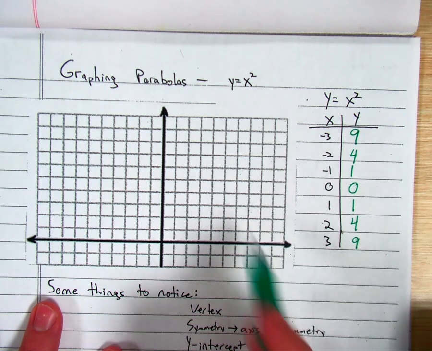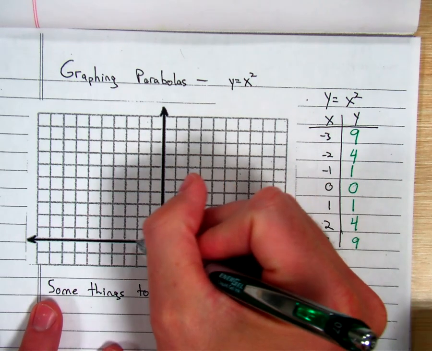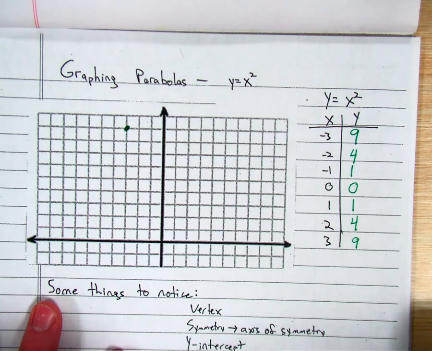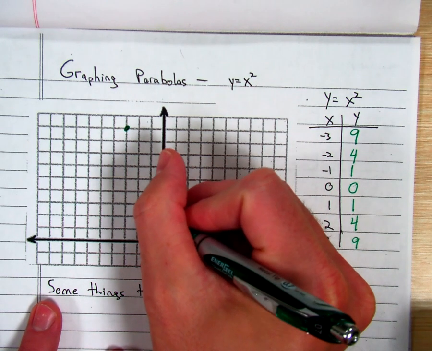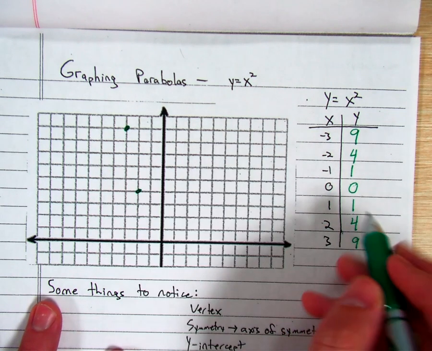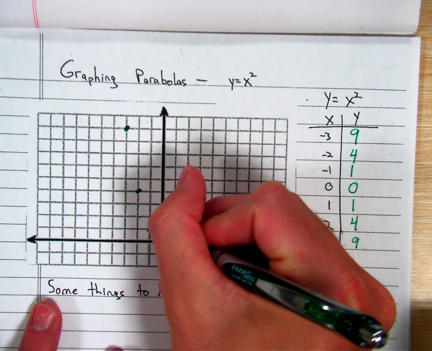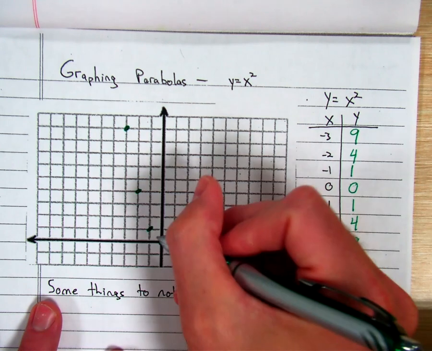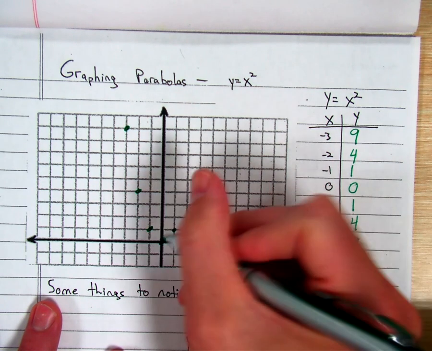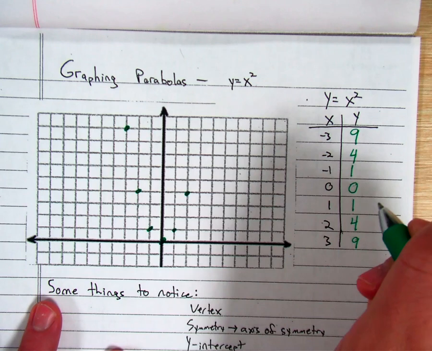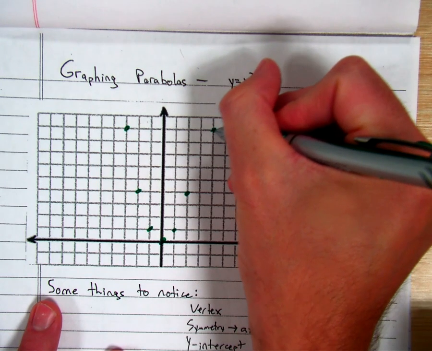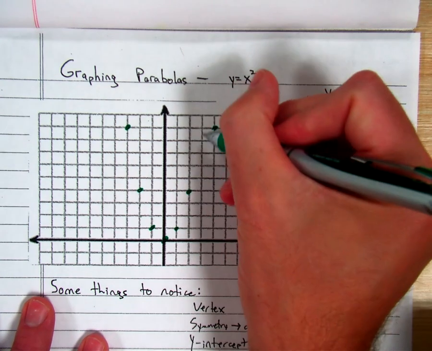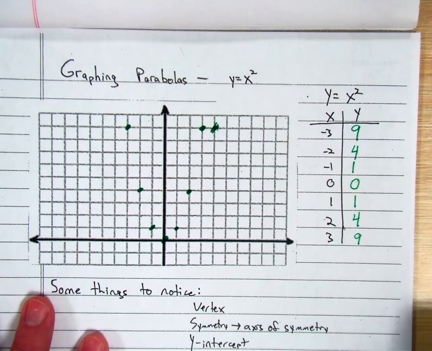Okay, now we're going to take these and put them over here. -3, 9. -2, 4. -1, 1. 0, 0. 1, 1. 2, 4. And 3, 9. Oops, went too far. There's 3, 9, not there.